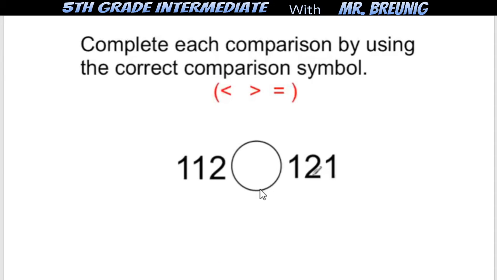Now, previously I showed you that when we're comparing numbers, we can look at the first digit in each number. When I do that here, I have a 1 here and a 1 here. Does that help me out at all? It doesn't. They're the same. So let's go ahead and look at the next digit. I have a 1 here and I have a 2 here. Which number is greater, a 1 or a 2? Well, we know the 2 is, so I know that 112 is less than 121. Is that what you got? I hope so.